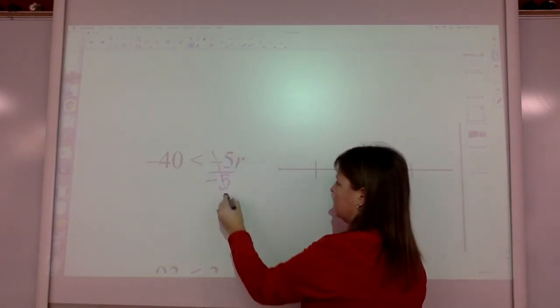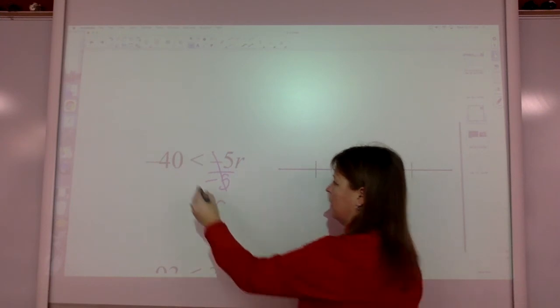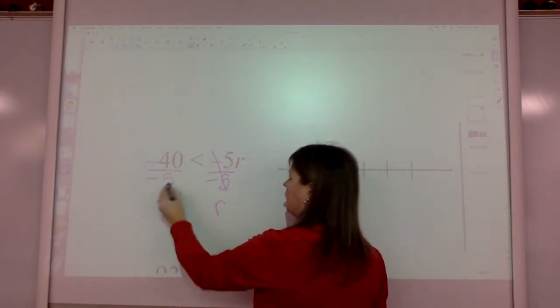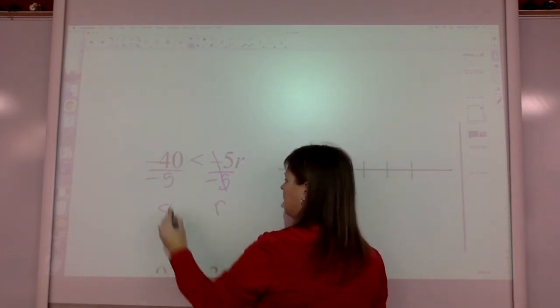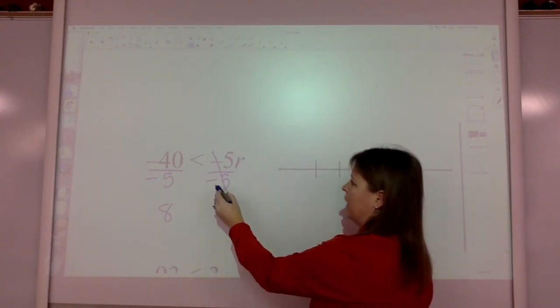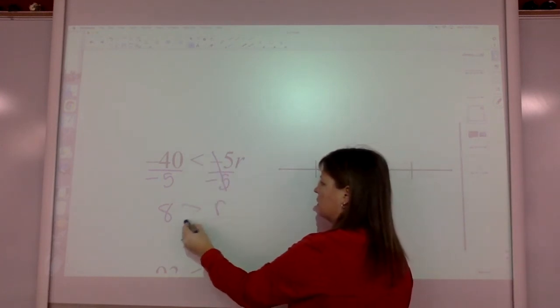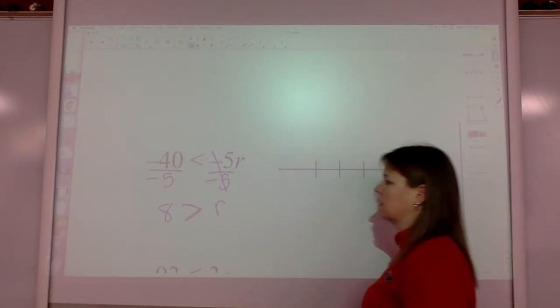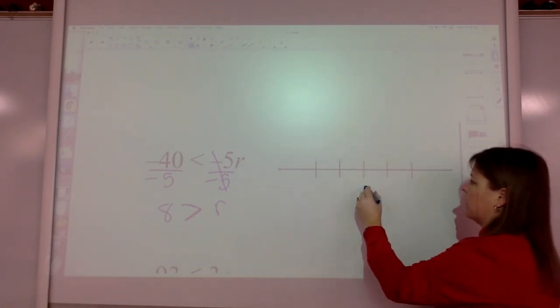because I want to isolate this r. I'm going to divide by negative 5 over here. A negative divided by a negative is a positive. Because I divided by a negative, I must reverse this sign. I'm going open circle over the number 8.